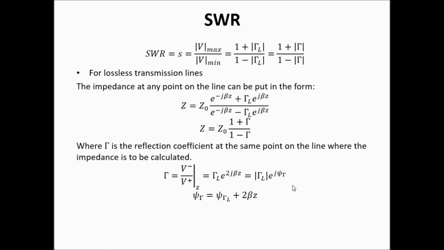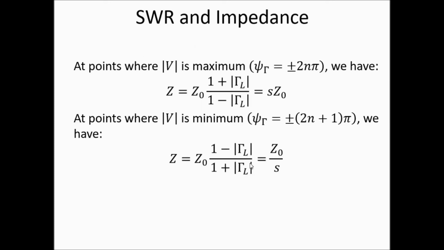So you don't need to know this formula either. And we have to find the SWR impedance. At the point where V is maximum, we have the formula Z equal to Z naught (1 plus gamma L) divided by (1 minus gamma L), and this is the standing wave ratio, so you can write S times Z naught. And at the point where V is minimum, we have Z equal to Z naught (1 minus gamma L) over (1 plus gamma L). So you can write Z equal to Z naught over the SWR. So this is the relationship between the impedance and standing wave ratio.